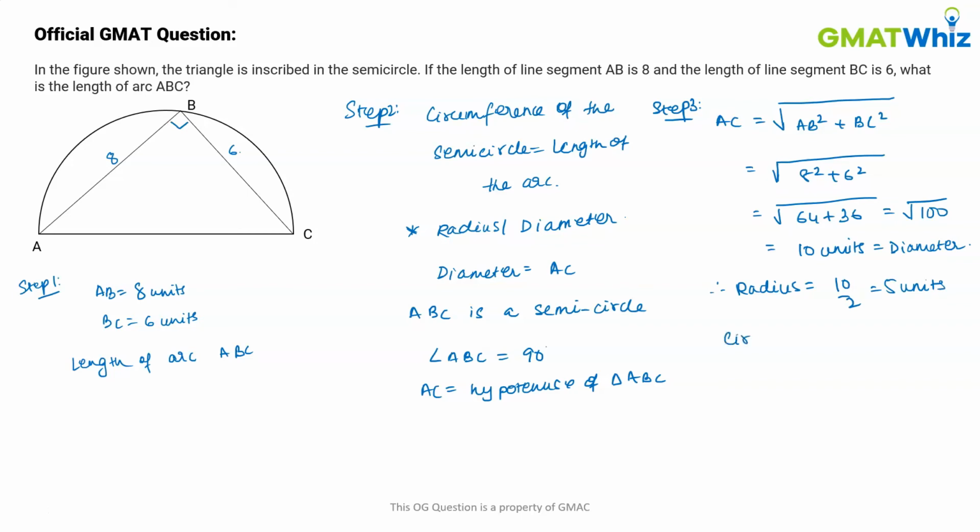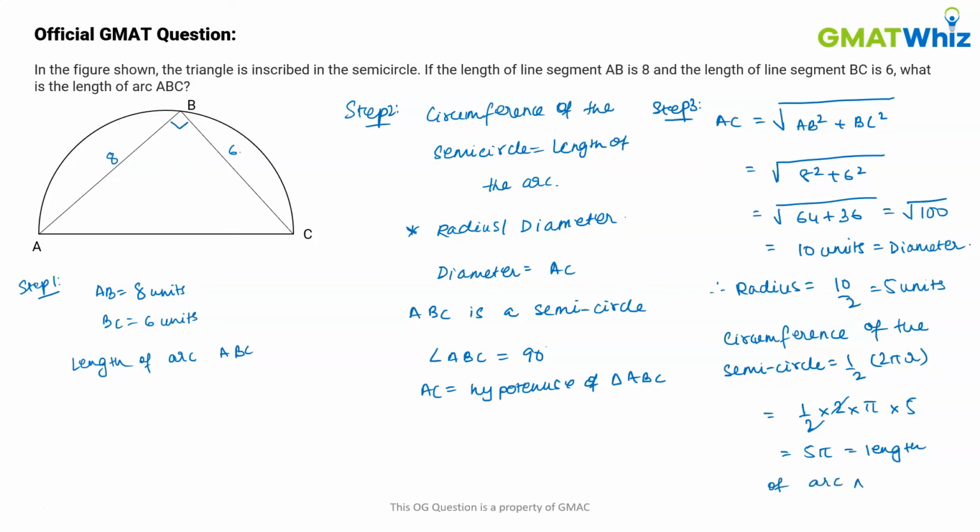Now, the circumference of the semicircle will be equal to half times 2 pi r. This is equal to half times 2 times pi times r. Now 2 gets cancelled and we are left with 5 pi. So this is the length of arc ABC, and thus the correct answer is option E.